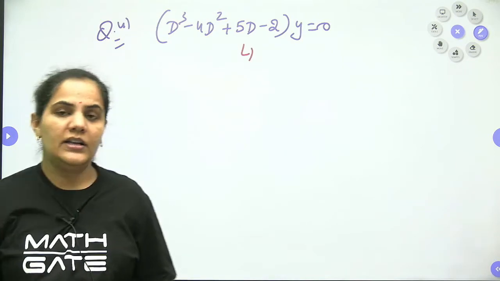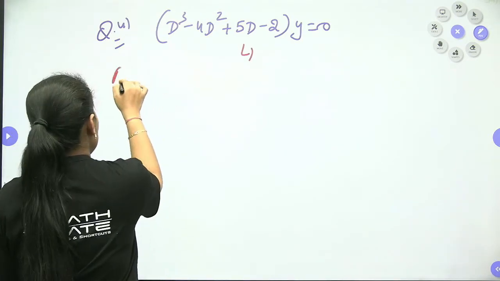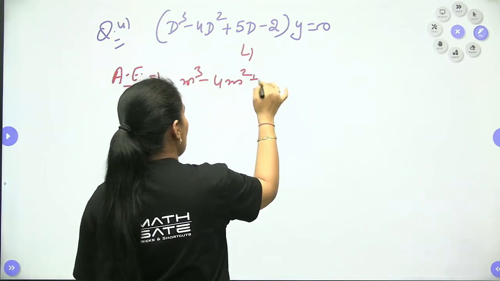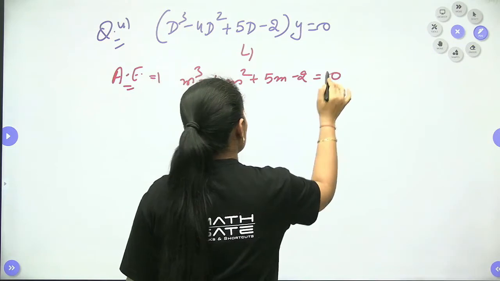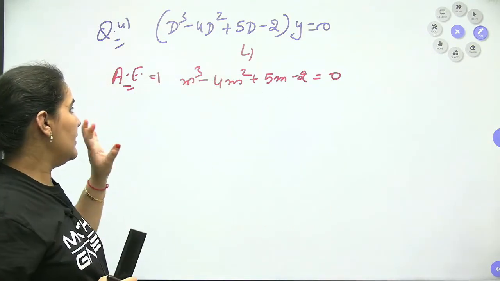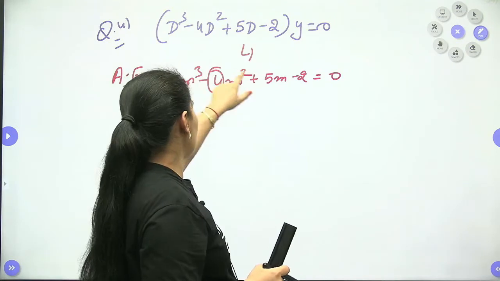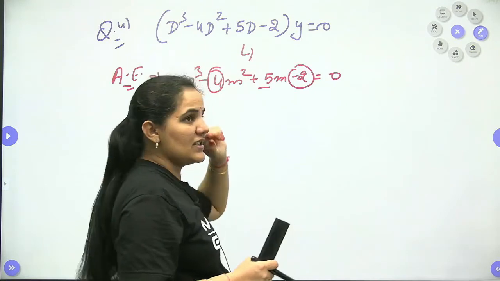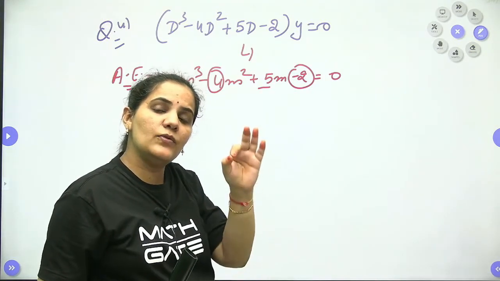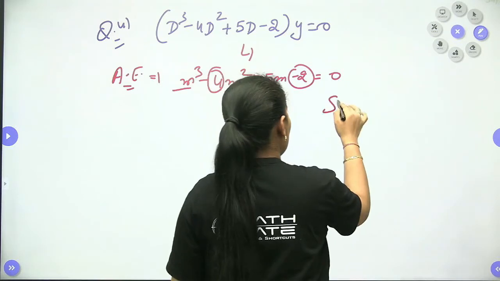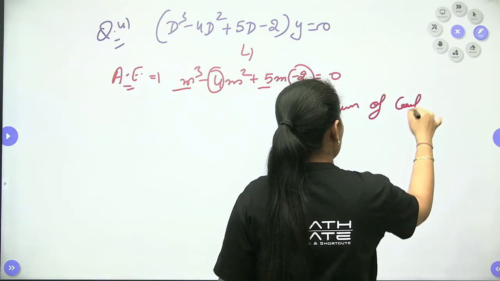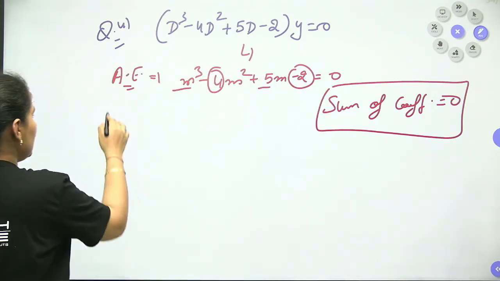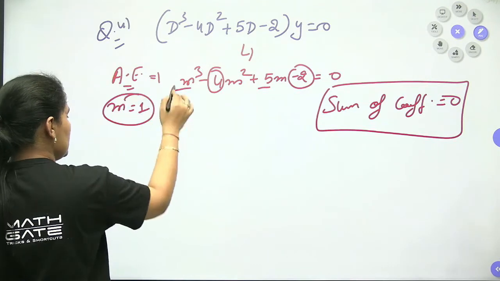Okay, so we have to find the solution only. Let's approach with the auxiliary equation first. It will be m cube minus 4m square plus 5m minus 2 is equal to 0. Now just look at the coefficients. We have minus 2, minus 4, minus 2, that is minus 6. Again 1 plus 5, that is 6. So we can conclude here the sum of coefficients is equal to 0. When the sum of coefficients is equal to 0, it means m is equal to 1 is a root of this equation.